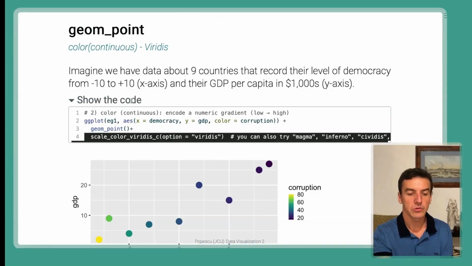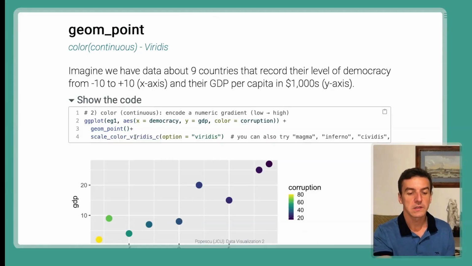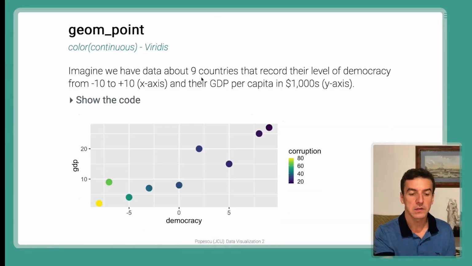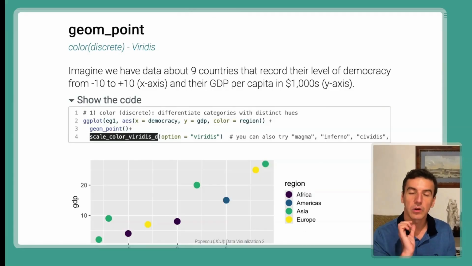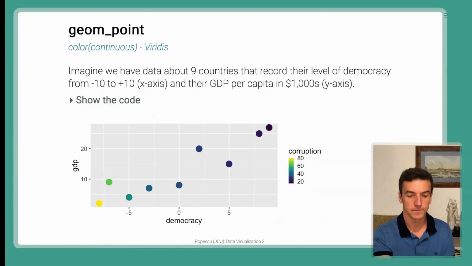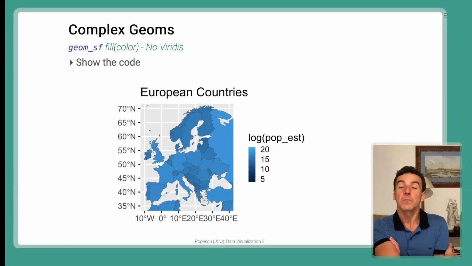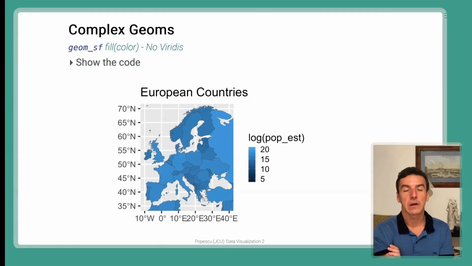So I would also like to draw your attention to the following. Scale color viridis C, the C stands for continuous, as opposed to D, which stands for discrete. So even this option helps us tell what kind of variable we are dealing with, either discrete or continuous.